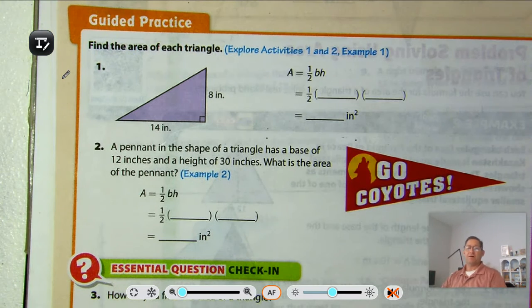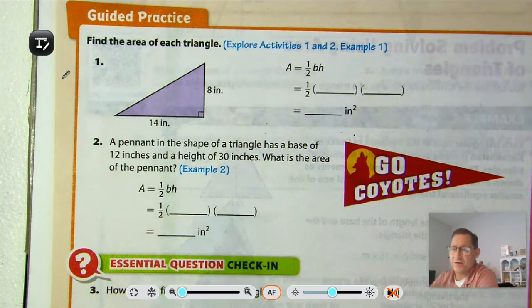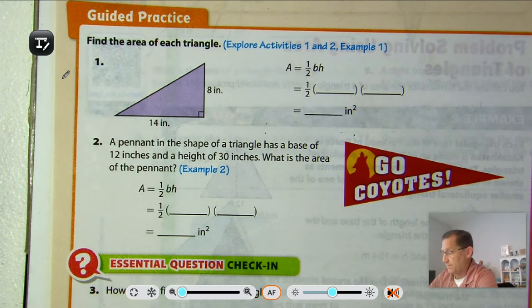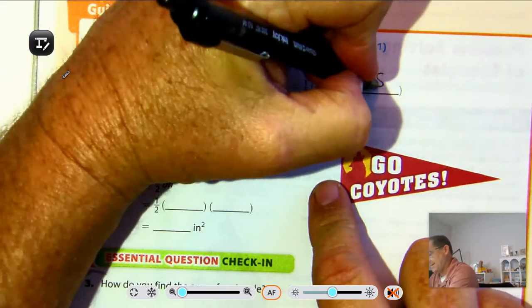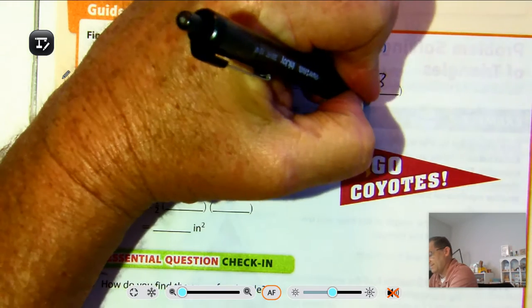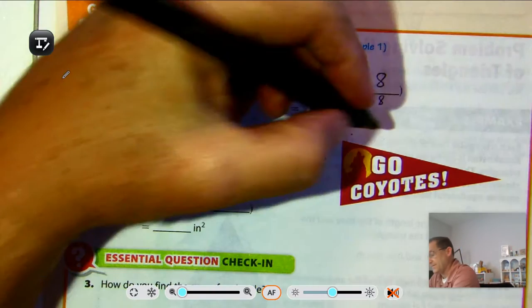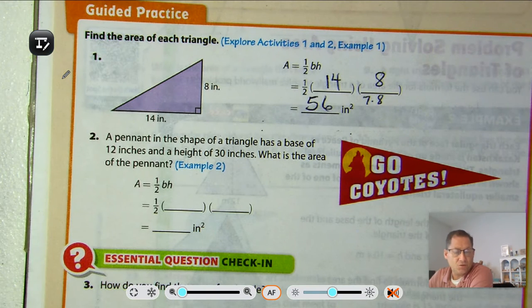All right, now we're just going to practice finding the area of various triangles. In number 1, they give us the formula. The formula for a triangle will always be the same. The base in this one is 14, and the height is 8. Half of 14 is 7, and 7 times 8 is 56. So 56 inches squared.